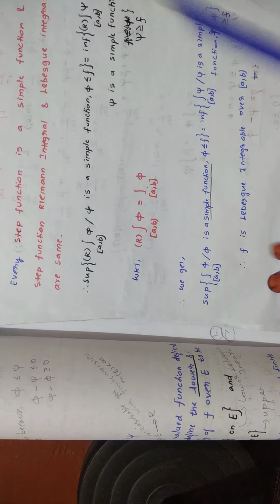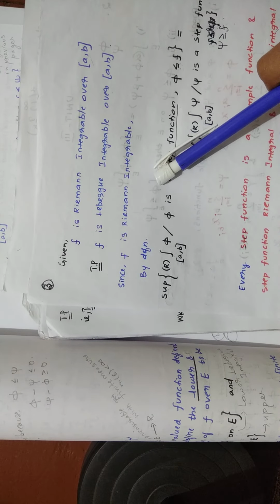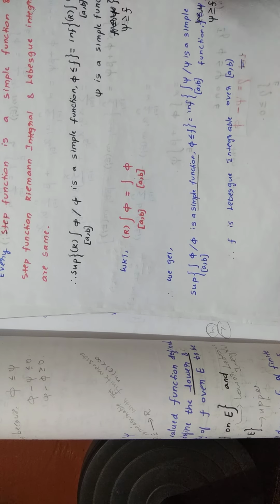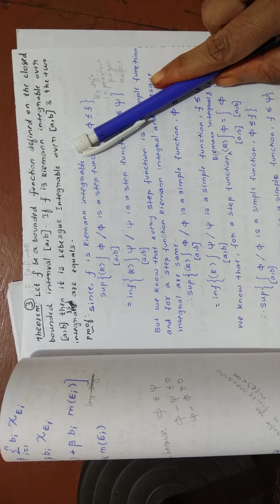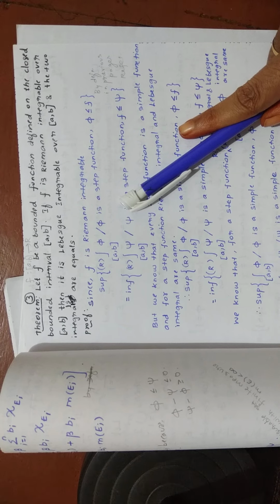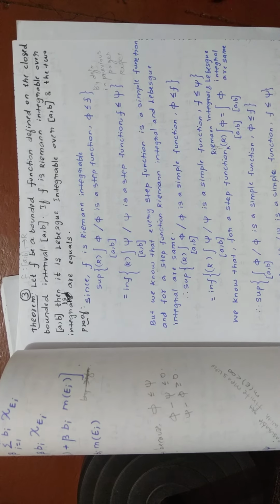So at the first step you started with Riemann integrable and you ended up with Lebesgue integrable, so you have proved that the two integrals are equal. You have proved what they asked us to prove. So hence the theorem.